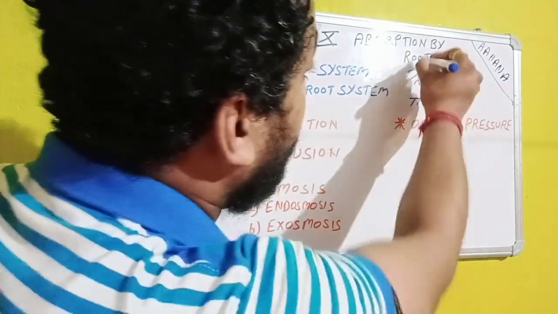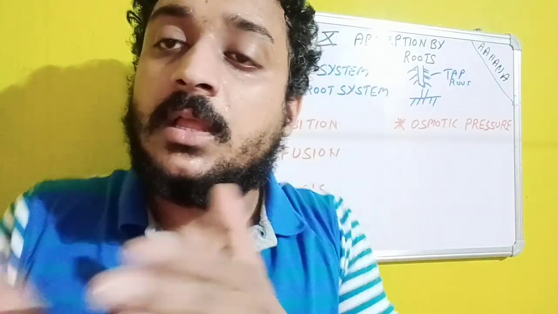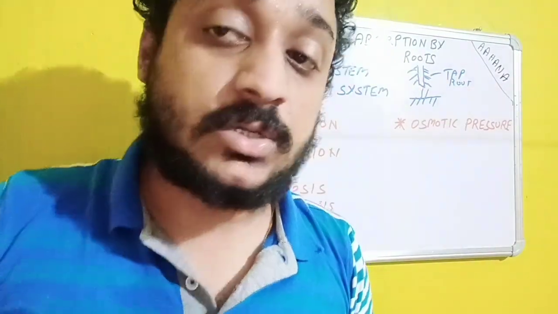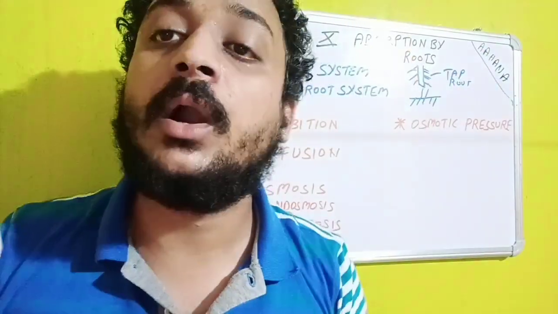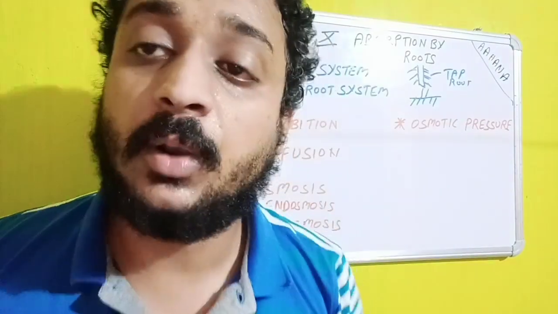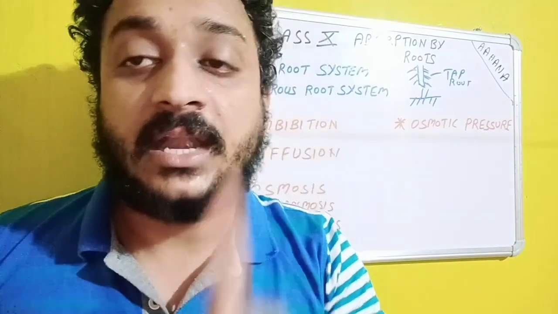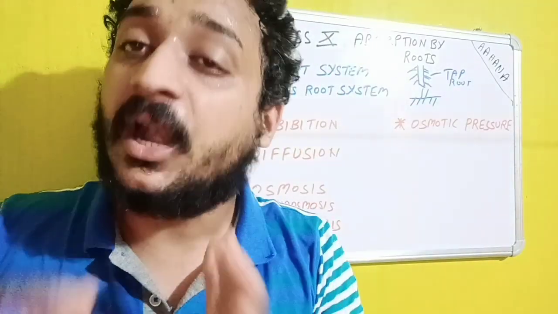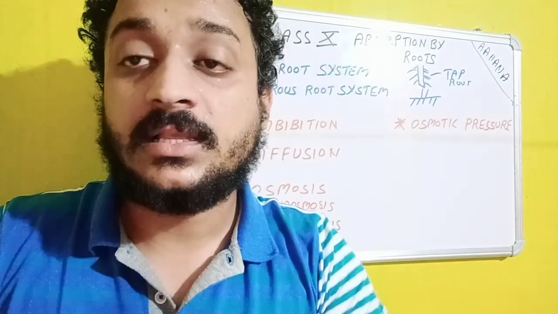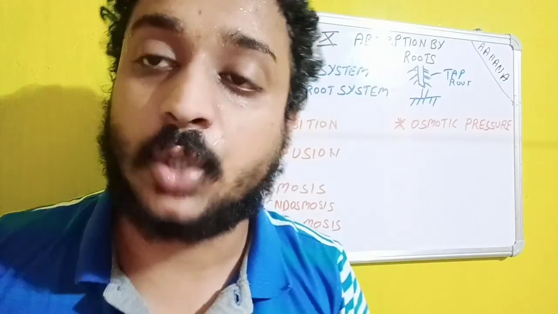There is no main part like taproot. Taproot has a main part, and from the main part of the root, the sideways small thread-like roots are growing. But in fibrous root, there is no such main part. A whole network of thread will grow under the soil. Taproot, main part is there. Fibrous root, no main part. Taproot grows from the radicle. Fibrous root will not be growing from the radicle. It will grow directly from the lower part of the stem, and it will have a thread-like structure which will grow deeper and deeper into the soil.